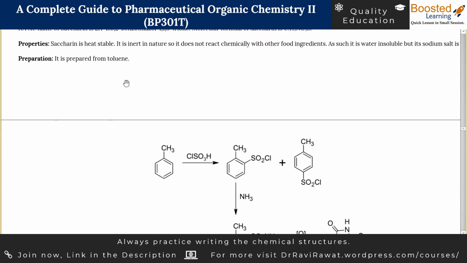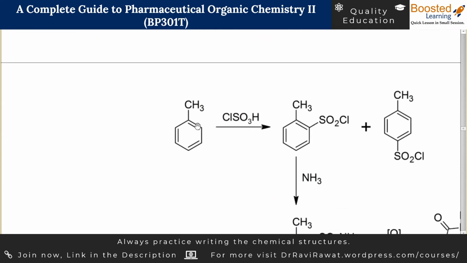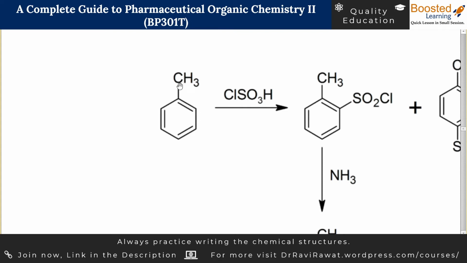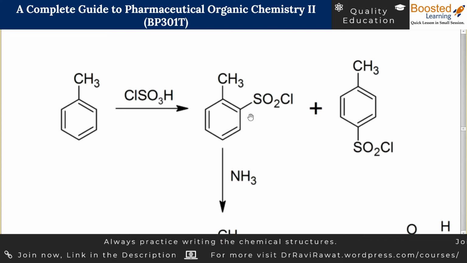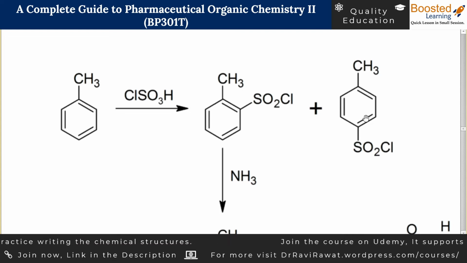Now this can be prepared from the compound toluene. Toluene is nothing but benzene attached with a methyl group. We are going to do sulfonation here. So instead of using H2SO4, we are using ClSO3H. So it simply has one hydrogen replaced with chlorine. So one hydrogen is going to get consumed and ClSO3 is going to get attached on the ortho position and the para position, because our methyl group is ortho and para directing. So that is why we are going to get two compounds. One is the ortho isomer and the other is the para isomer.